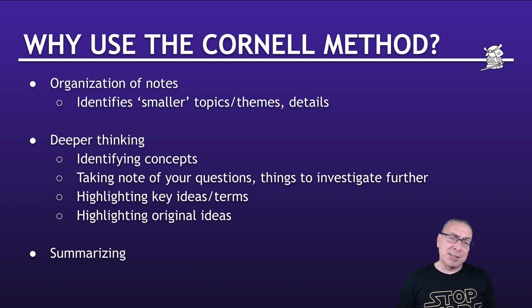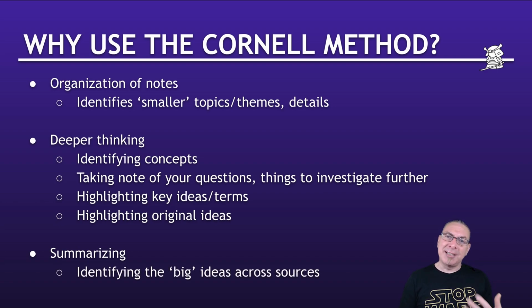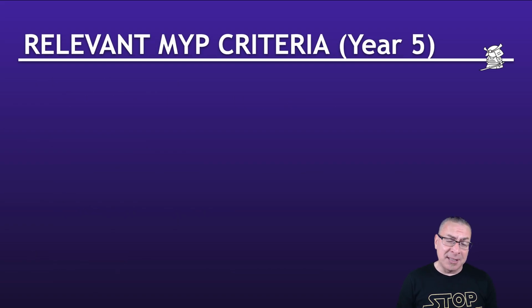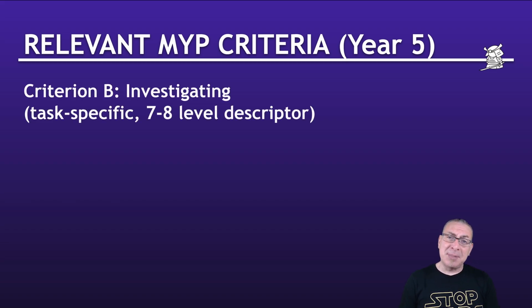And of course, there's a part where you summarize, and this allows you to identify the big ideas across all of your sources. So if you're using the Cornell Method with 4 different sources, you've got 4 different sets of notes. Well, all those details, the way you use them will help you put everything together to consolidate the evidence that you found before you start drafting a final product. It's a good system.